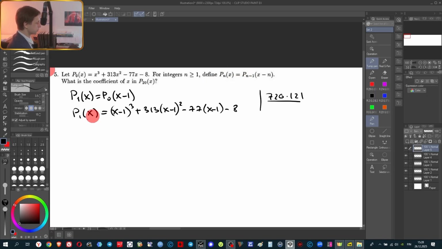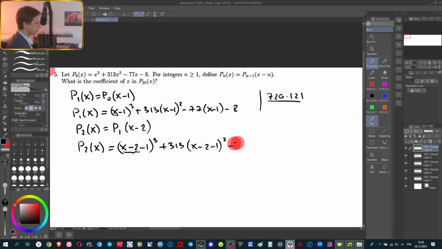How will it continue? So for example, for n equals 2, p2 of x equals p1 of x minus 2. So it means that the polynomial p2 of x is defined through this polynomial if instead of variable x, we substitute x minus 2. So p2 of x equals (x minus 2 minus 1) cubed, because x minus 2 is instead of x for us now, right? So plus 313 (x minus 2 minus 1) squared minus 77 (x minus 2 minus 1) minus 8. Okay, great. So now this polynomial looks like this one.